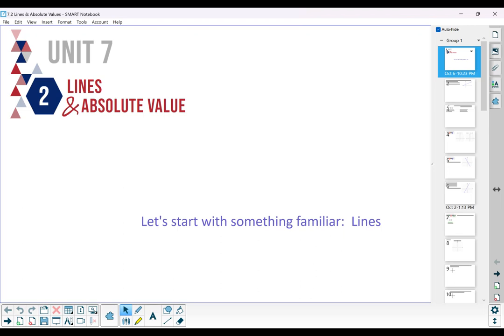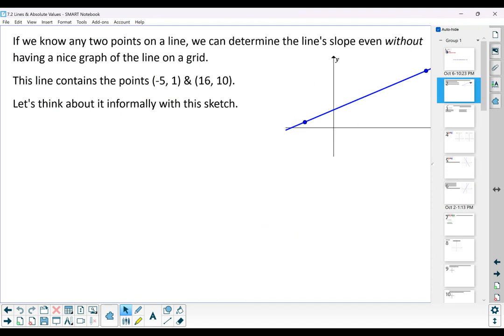I'm going to break this lesson into two videos, one on lines and one on absolute values. So this video will just cover the first part of the lesson on lines. You should be familiar with lines, so we're just going to run through a couple reminders.